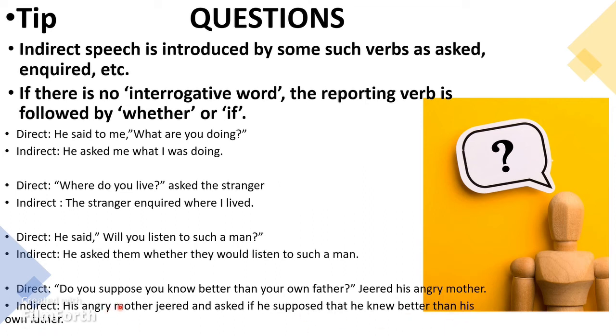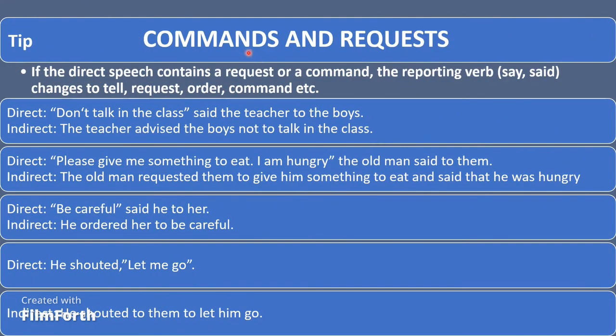Please do practice a few direct statements, translating them to indirect. You'll definitely be able to master this topic. Now let's take a topic, children, where in the direct statement you have commands and requests. Somebody is commanding something, ordering someone, and somebody is requesting someone. If the direct speech contains a request or a command, the reporting verb in the indirect speech changes to tell, request, order, command, etc.